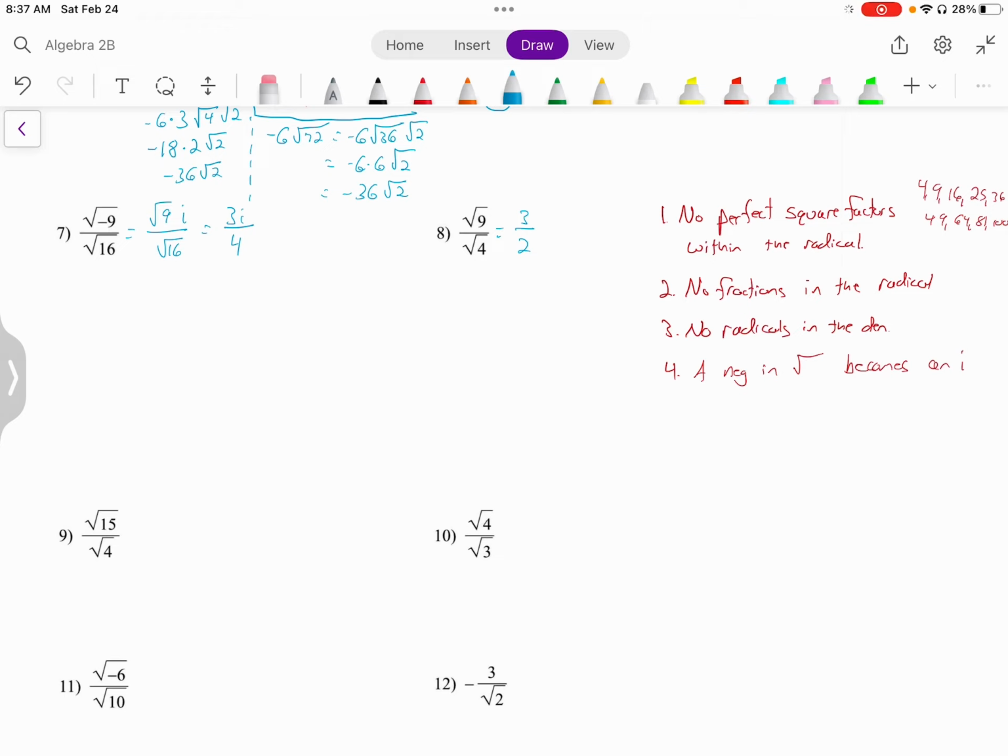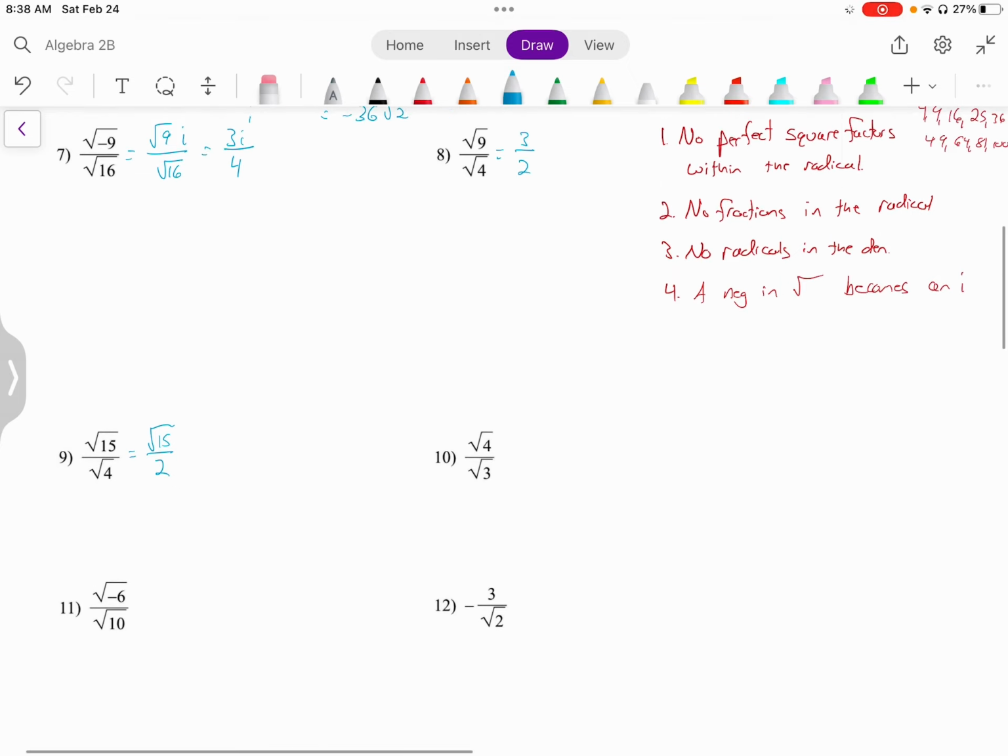Number 9. Square root of 15 can't be simplified. Square root of 4 is 2. And this answer is in simplified form. We don't have fractions in the radical, and there's no radicals in the denominator, so this is our simplified form.